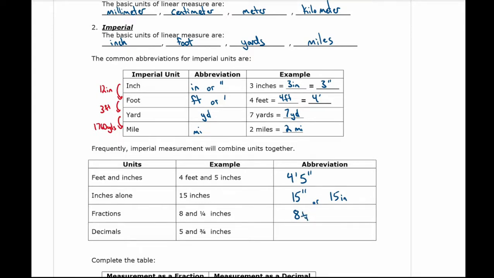So again, just using fractions. Or again, you could say 8 1/4 inches. And when we're dealing with decimals, we would take that fraction and turn it into a decimal. So we have our 5, and then 3/4 is the same as 0.75. So you'd say 5.75 inches or 5.75 IN, again, depending on which unit or abbreviation you want to use.